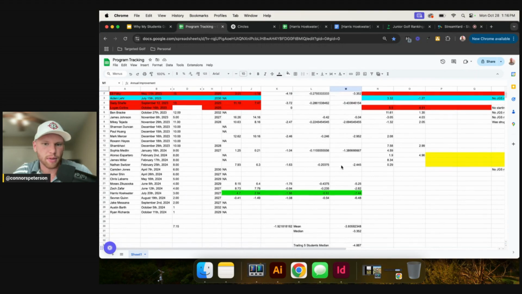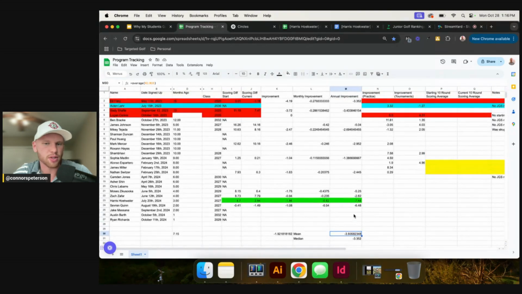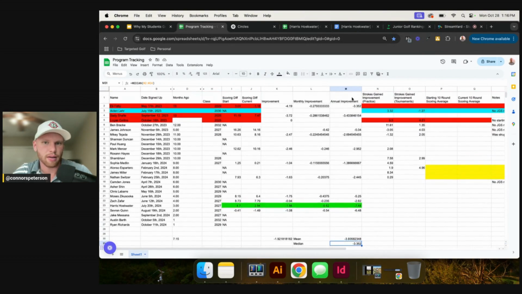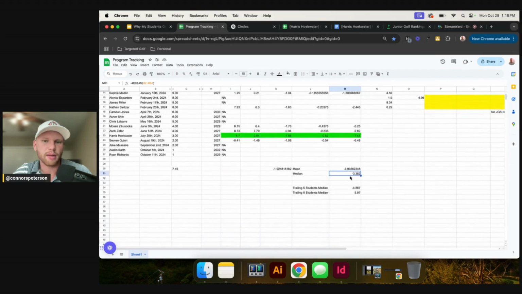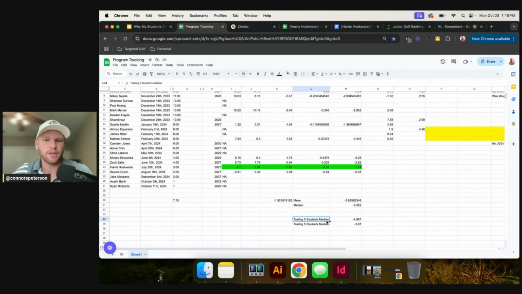Now, based on these numbers, I'm able to say, okay, here's what the mean is. If you just take all these numbers and divide by the number of numbers, right? Or I can take the median, right? I can say, all right, overall, what's kind of the most common? What's the middle, right? And then another one that I like to have, just to measure myself as a coach to make sure my stuff is getting better, is what are my trailing 5 students?